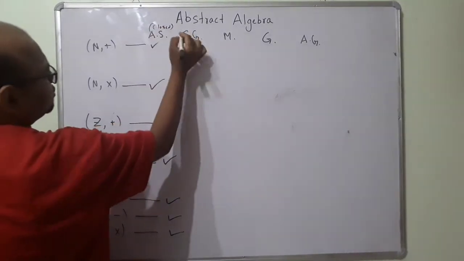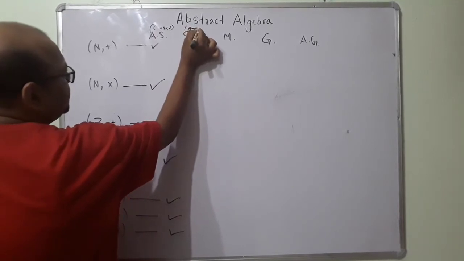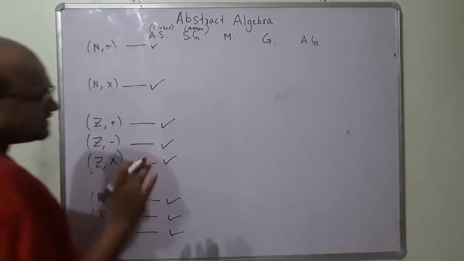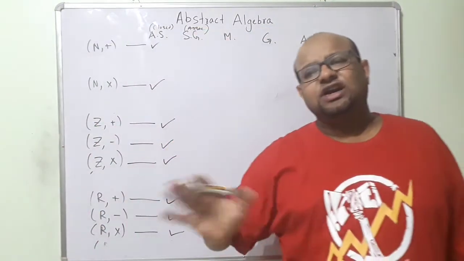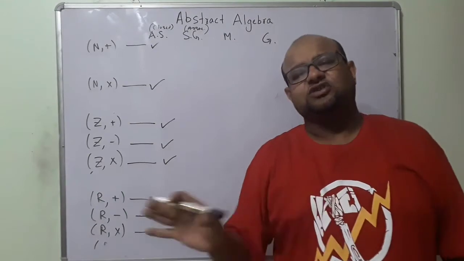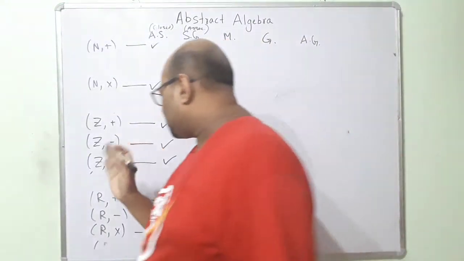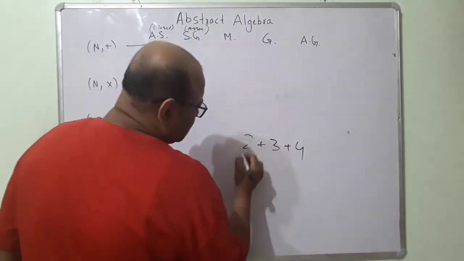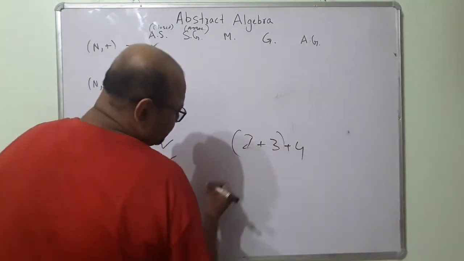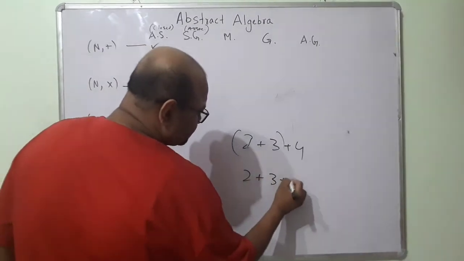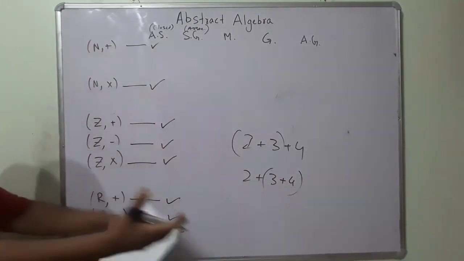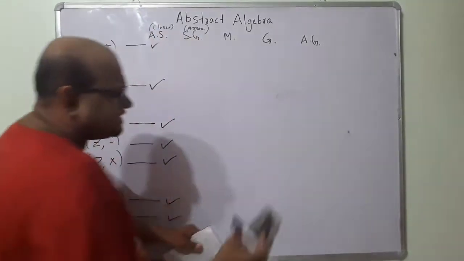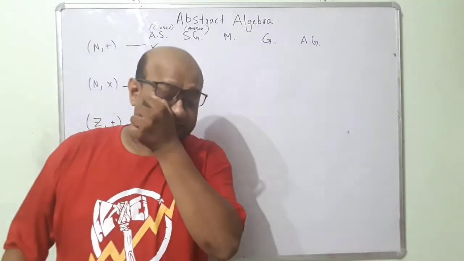Closure property holds. To be a semi-group, the associative property must hold. So is addition associative? Addition in numbers is associative. So take that for granted. Let us not stress too much. It is 2 plus 3 plus 4. Whether you do left associative or right associative, the answer is going to be the same. Addition is associative. This is one of the axioms of mathematics actually.